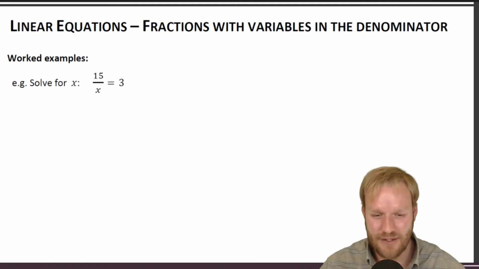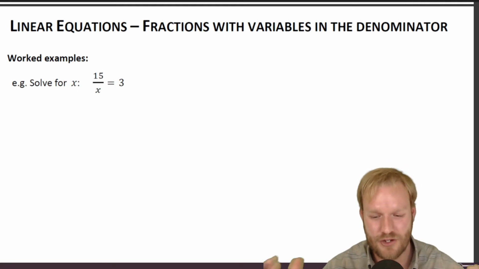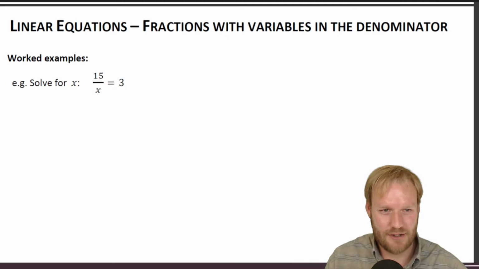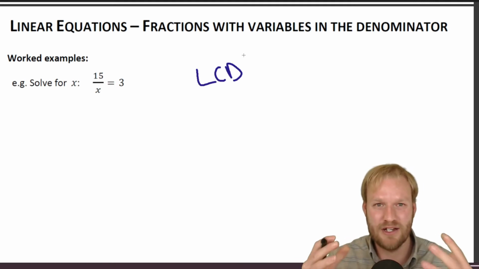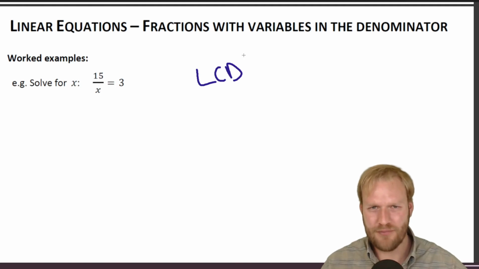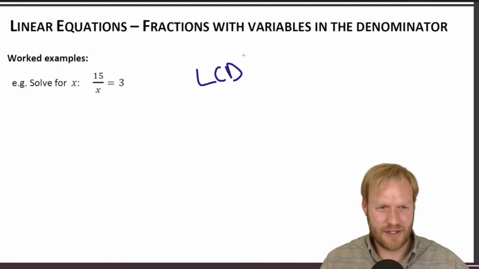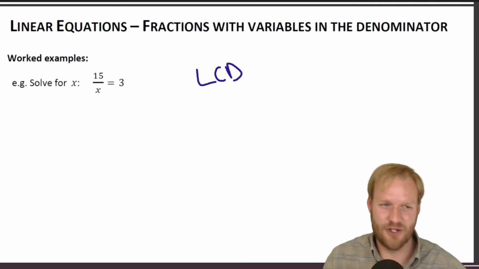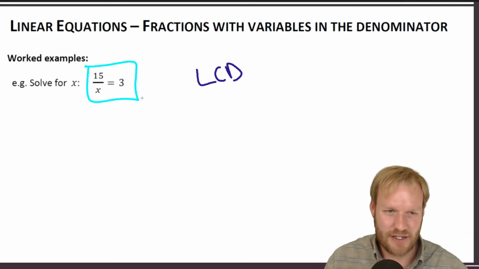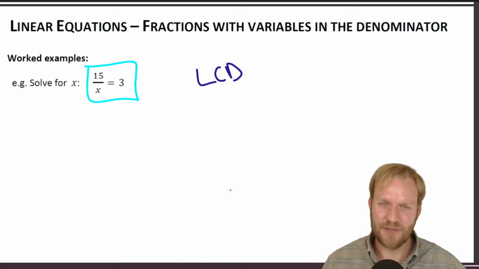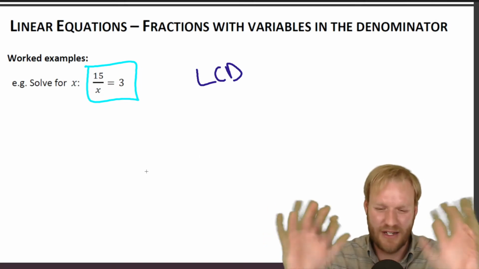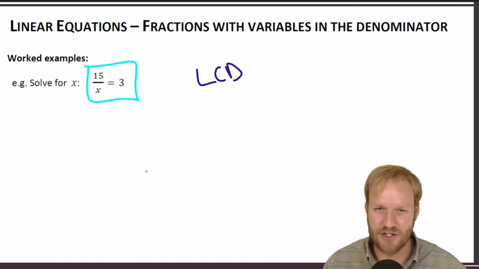So solve for x. 15 over x equals 3. Now what we want to do is link this to how we solved our equations before. Before, we had this idea of finding some sort of lowest common denominator, and we're going to stick with that idea. But before we even think of lowest common denominator, looking at that equation, 15 divided by something equals 3. What is x? What is that something?